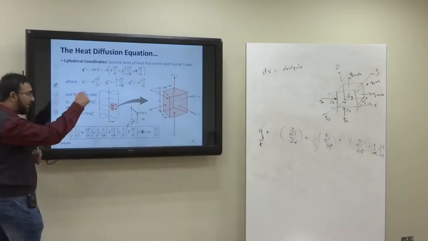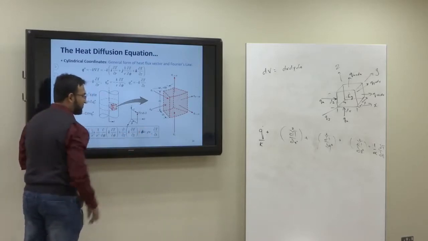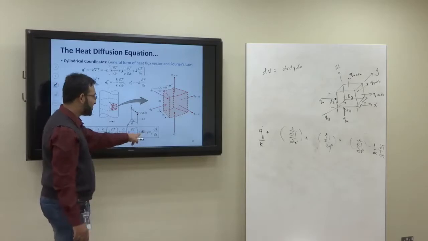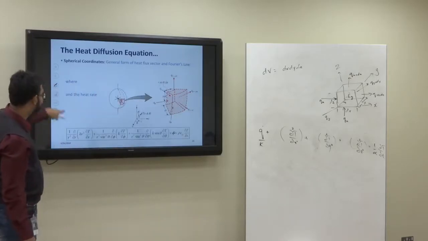So here, instead of x, y, z, we have r, theta, z, and this is with respect to time, and this is the q generation term. Then in the spherical coordinates, it's like this.